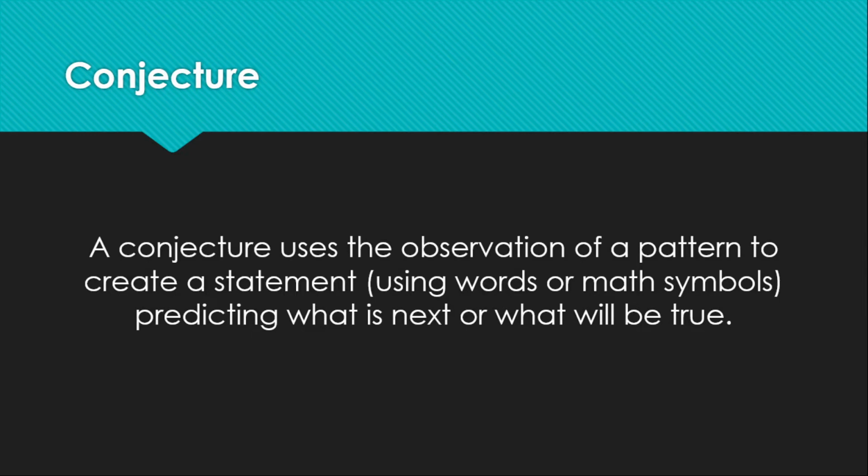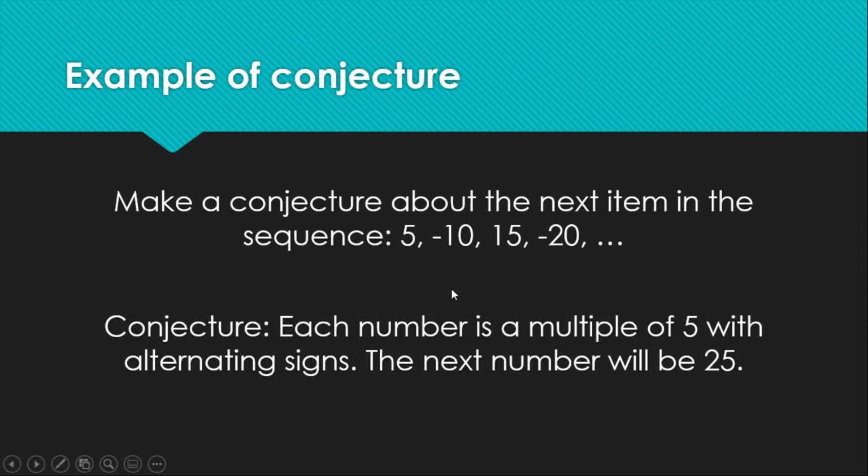So what we conjectured for the first pattern, 1, 2, 3, 4, we conjectured 5 would go next. With 3, 6, 9, 12, we conjectured 15 was next. With 1, negative 1, 1, negative 1, 1 was our conjecture, and then we conjectured negative 1 would follow. So it's predicting what will be based on an observation of a pattern.